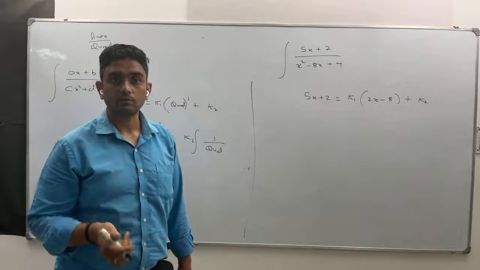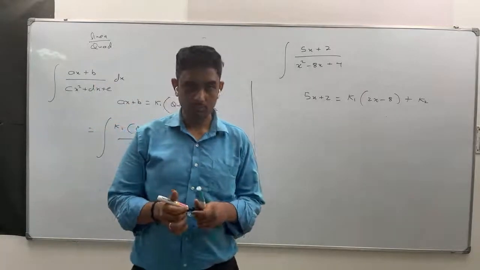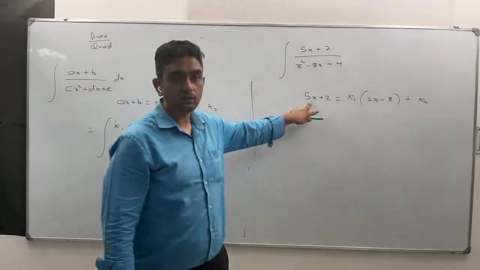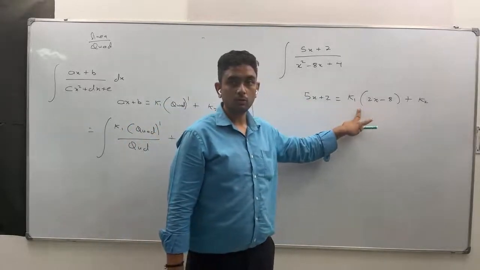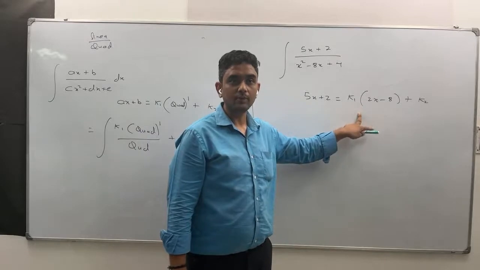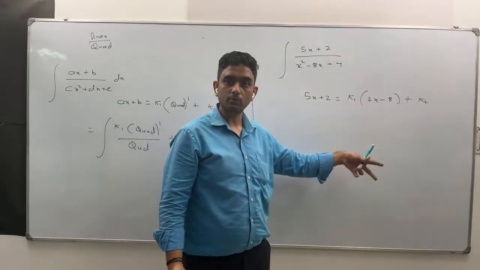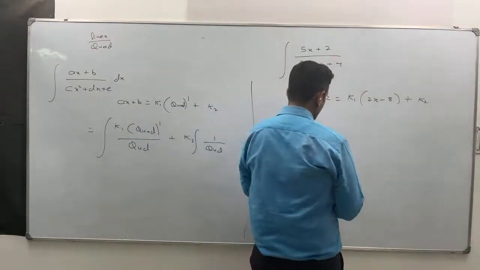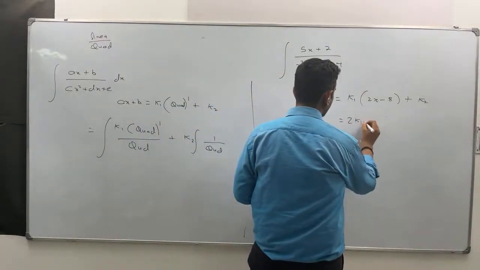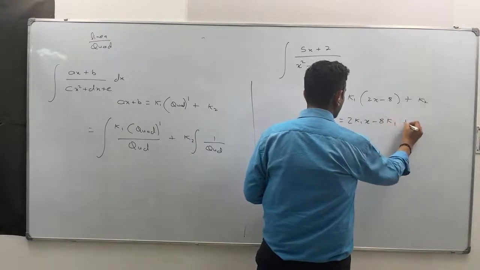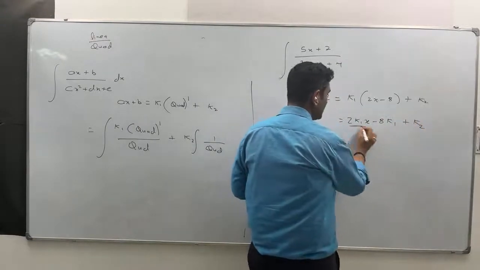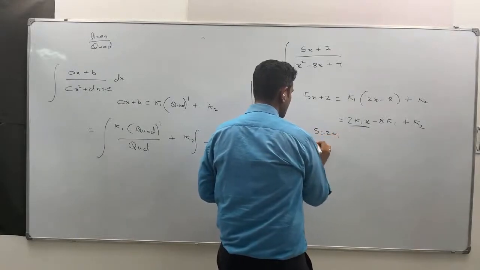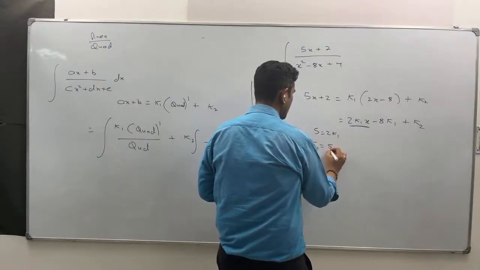How will you find k1? Compare the x term. What is the term with x over here? What is over here? 2 into k1. So what should be k1? 5 by 2. K1 should be 5 by 2. So I can also rewrite it like this: 2k1x minus 8k1 plus k2. So this is the linear part. When you compare, you get 5 equal to 2k1, so k1 equal to 5 by 2.